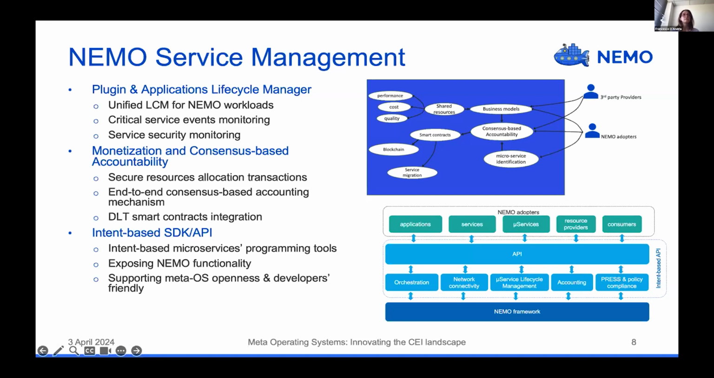And last but not least, this layer hosts also an intent-based API and SDK. So the idea here is to give something that is similar to what developers are already familiar with, like the Kubernetes API, and expose the NEMO services in a programmatic way. So on one hand, to expose the NEMO functionality, on the other hand, to do this in a developers-friendly manner, and thus foster its adoption.